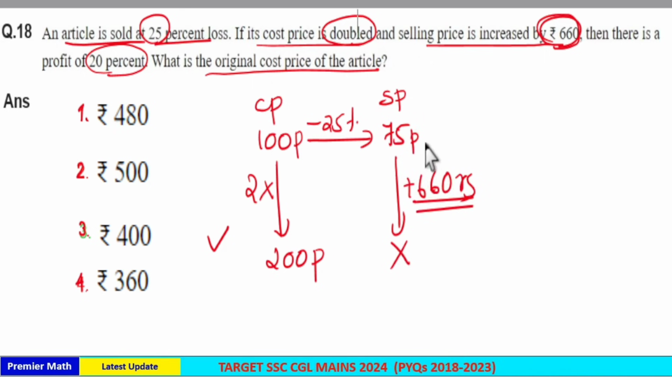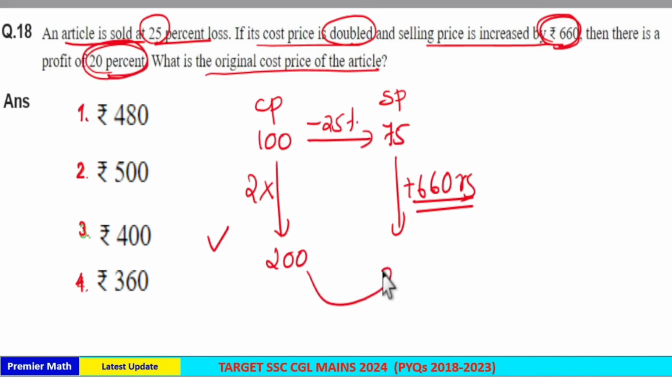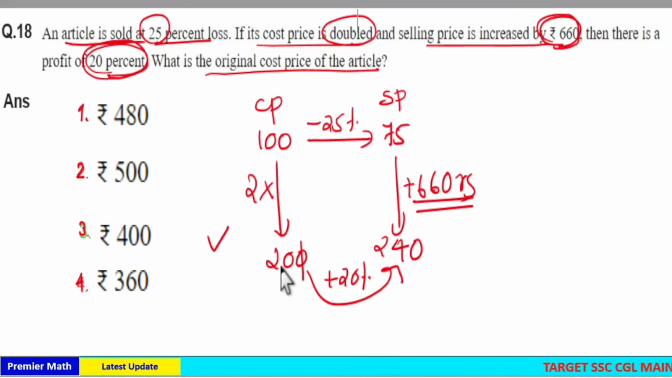Instead, take the profit. That is, when you double the cost price and increase the selling price by 660 rupees, your profit is 20%. That is, take the profit 20%. 20% of 200 is equal to, 10% is 20, then 20% is 20 into 2, 40. Then 200 plus 40, 240 is the current selling price. Here current cost price is 200 part and current selling price is 240 part.